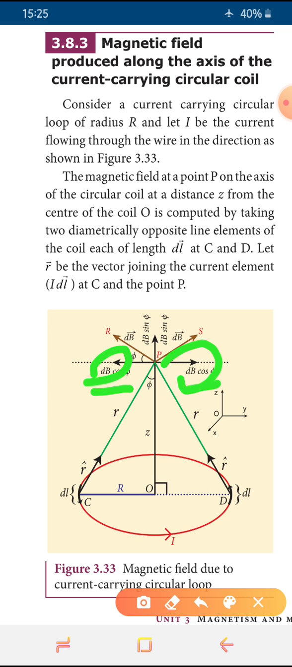Will they cancel? And now you see this dB sin phi due to the C point and due to the D point acting in the same line. It will be taken into account in this derivation.